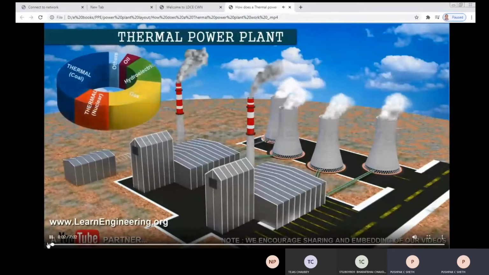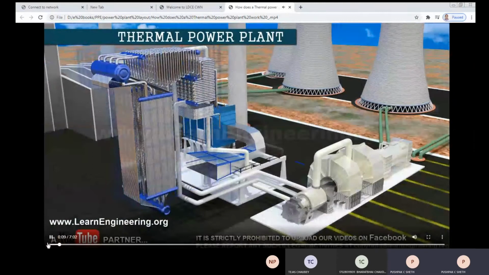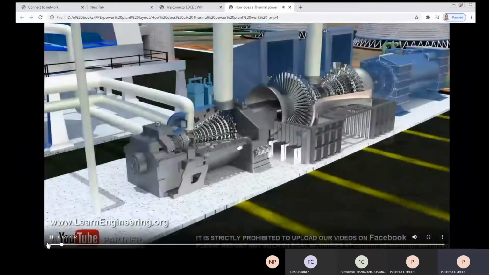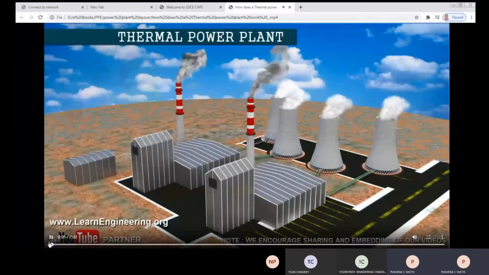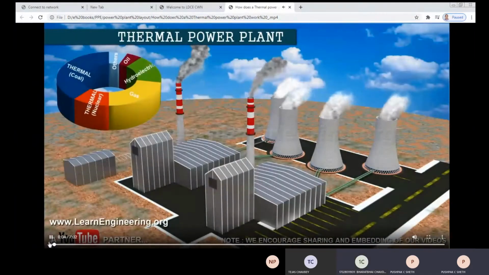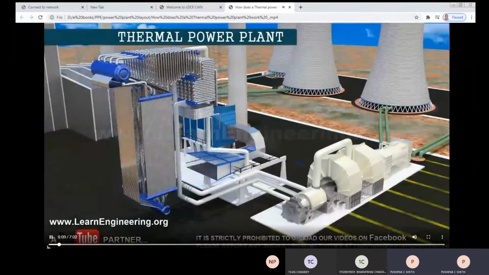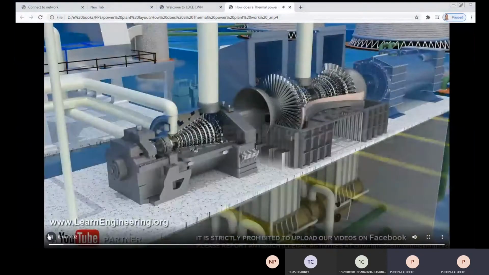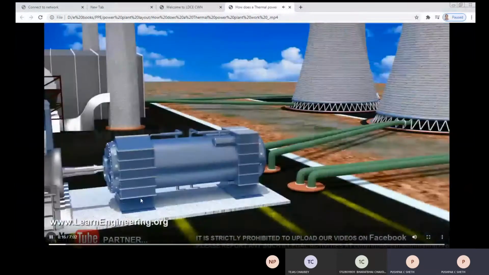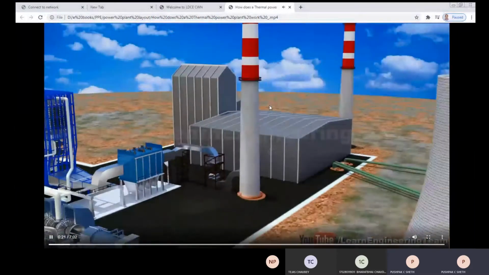See, this is the basic layout. See, this is the basic layout of this thermal power plant. Am I audible? Yes, sir. This is the layout of the thermal power plant. This is the animation of that. See, first of all, see this portion. You can see this is the turbine and this is the generator. This is the overall layout of the thermal power plant.